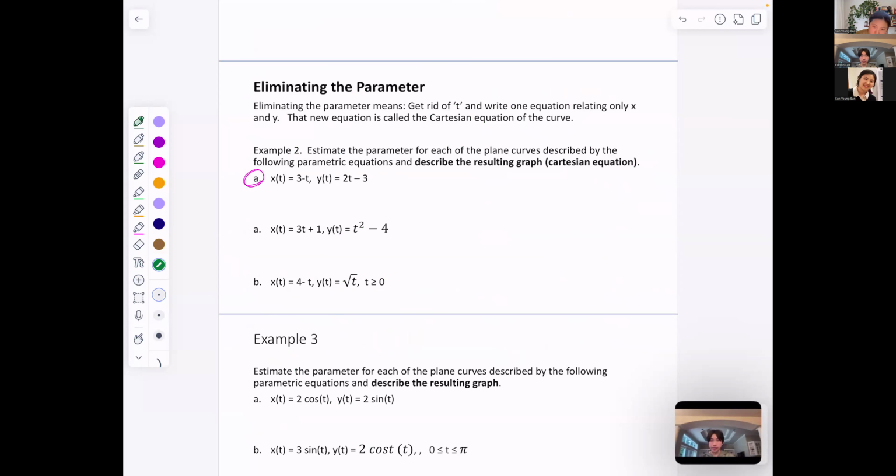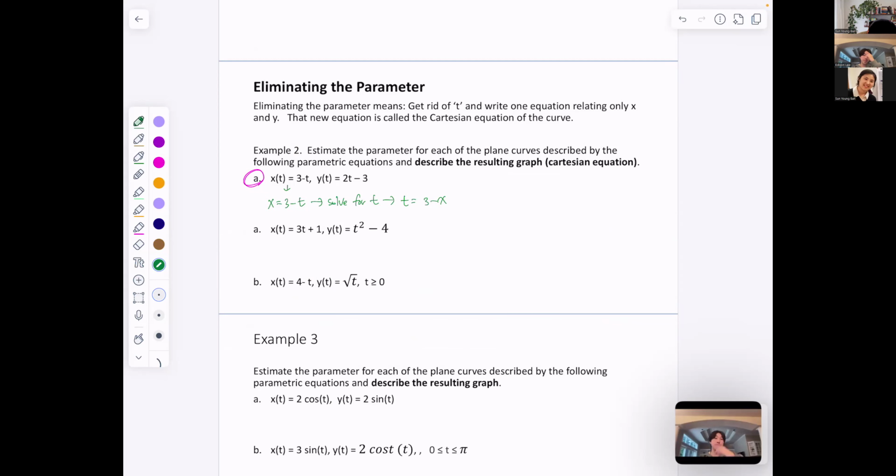First, x of t is 3 minus t. Just consider this like x equal to 3 minus t. I'm not going to use small parentheses, just x equal to 3 minus t. And then you're going to solve for t. If you solve for t, what happened? t equal to 3 minus x. Am I correct? I just solved for t. And then t equal to 3 minus x. Are you guys okay with that?